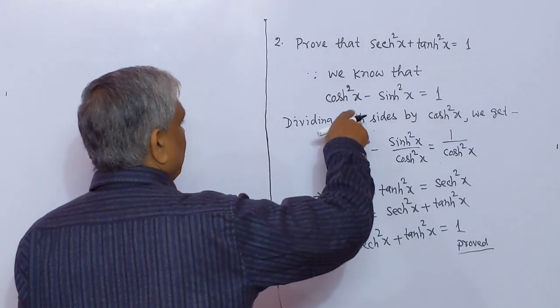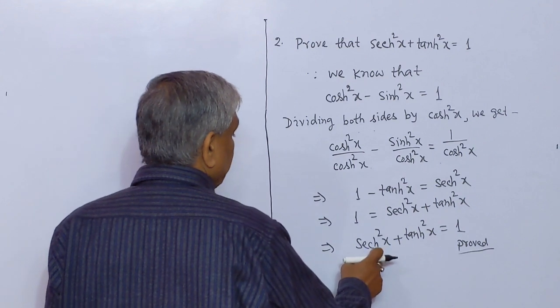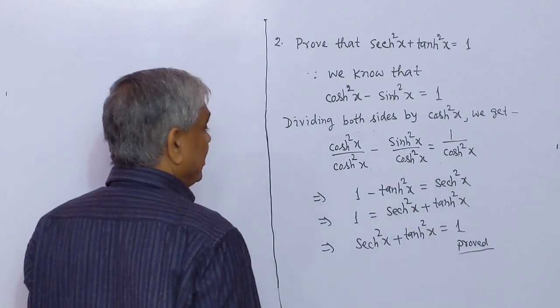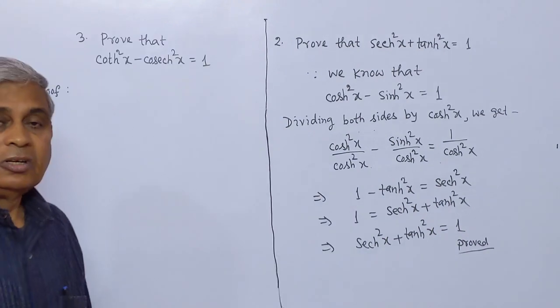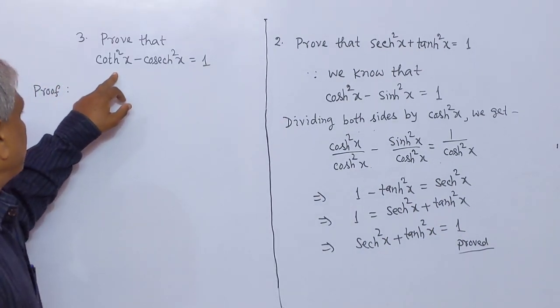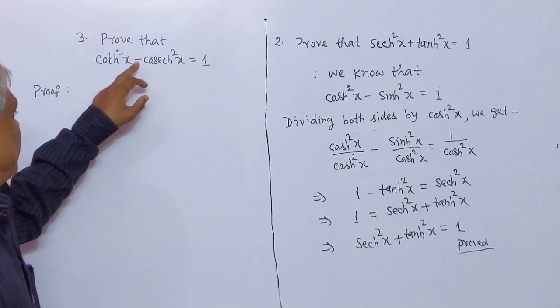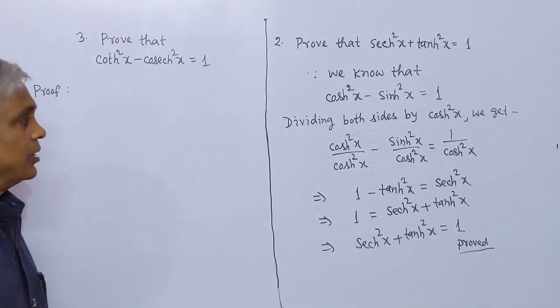In circular function we know sec square theta minus tan square theta equal to 1. Here just opposite, here plus. Now we prove the next formula. Prove that coth square x minus cosech square x equal to 1.